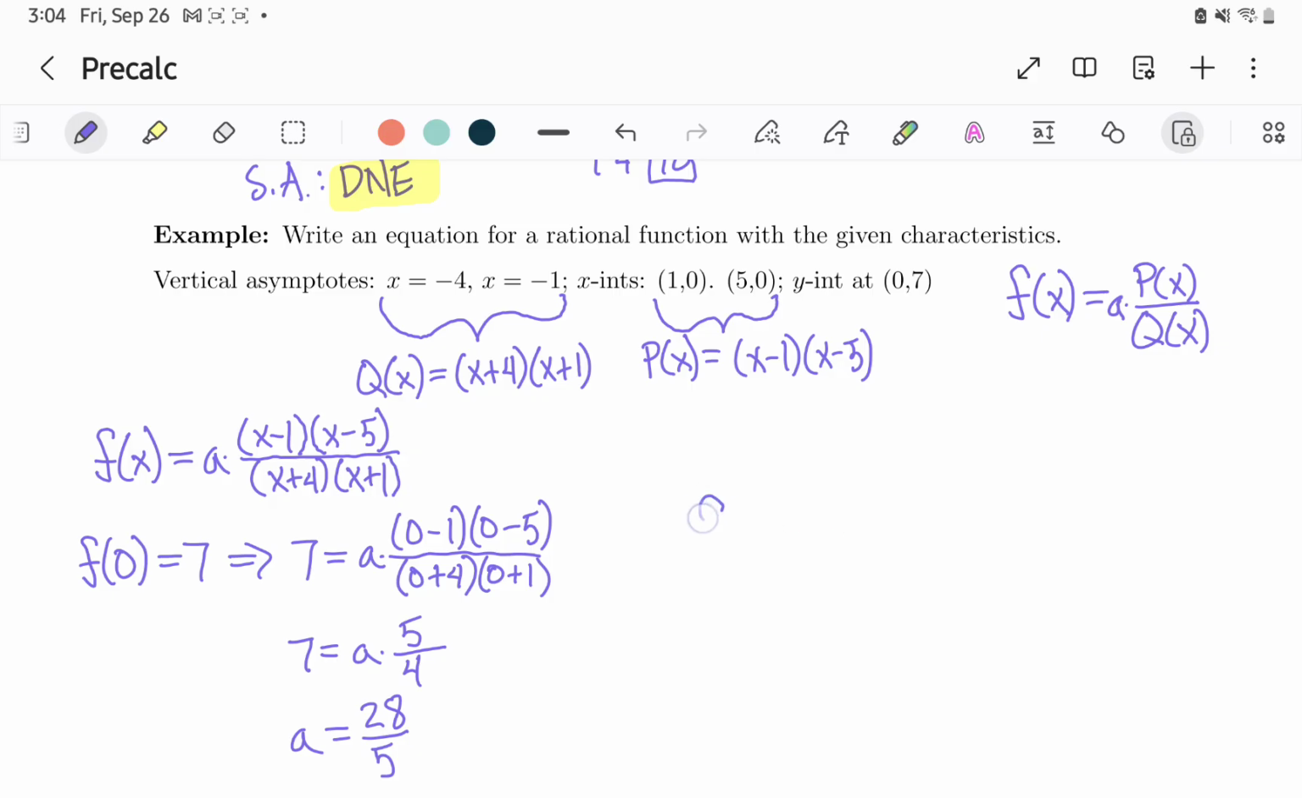And so f of x is equal to 28 times x minus 1 times x minus 5 over 5 times x plus 4 times x plus 1.